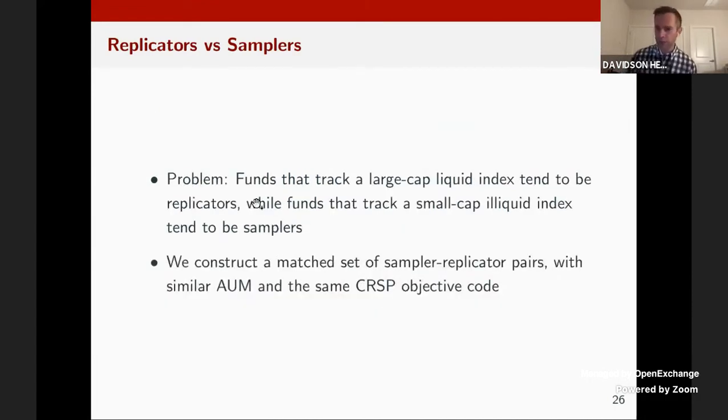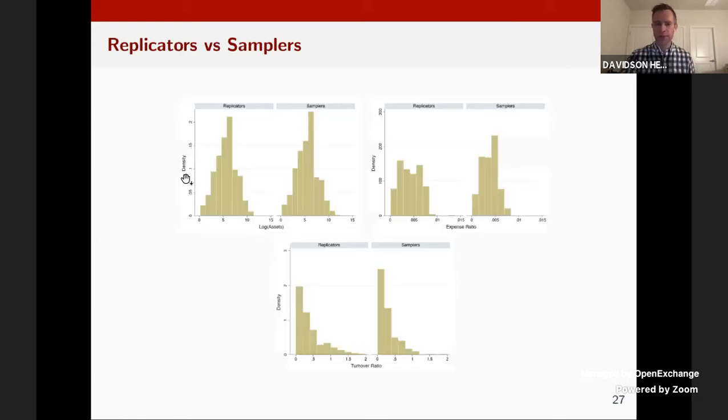Okay, so to do that, what we do is we go through and each year we construct as many pairs as we can of matched funds that have the same detailed 4-digit CRSP objective code. Okay, so think, again, a small cap value ETF or something, right? One of them is a sampler and one of them is a replicator, and their AUMs at the start of the year are not too different from each other. So we're hoping that the other aspects of these ETFs, such as their target index and their size, are well matched. Okay, and the broad statistics suggest that we do an okay job of that.